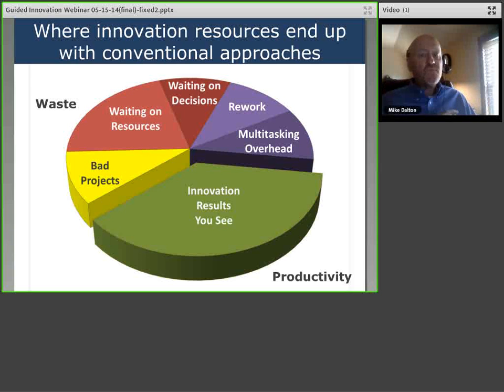And so again, earlier I mentioned that this is where we were losing up to 50% of innovation productivity because of a couple of key issues, and this is really how it ends up looking at the end. With multitasking overhead and rework being a big piece of it, waiting on decisions being a piece of it, waiting on resources being a piece, and bad projects. Some of the projects just shouldn't have made it into the portfolio either. So that's really where a big chunk of the waste that we see ends up.